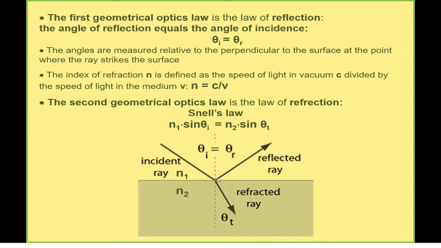So, this is just an absolutely strong objective, quantitative statement about how light changes its direction of propagation after interaction with a flat, smooth surface separating two homogeneous, optically uniform media. So the second geometrical optics law is the law of refraction.